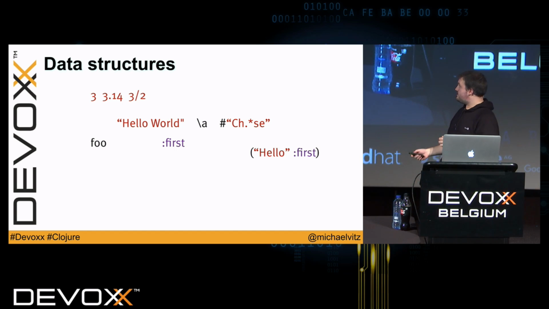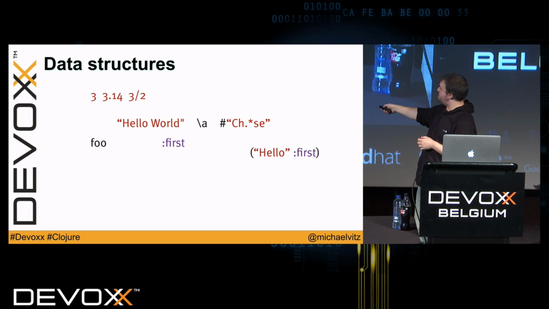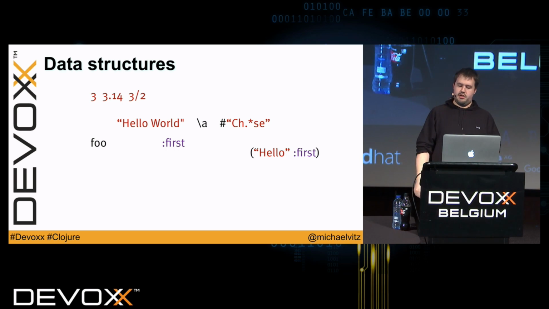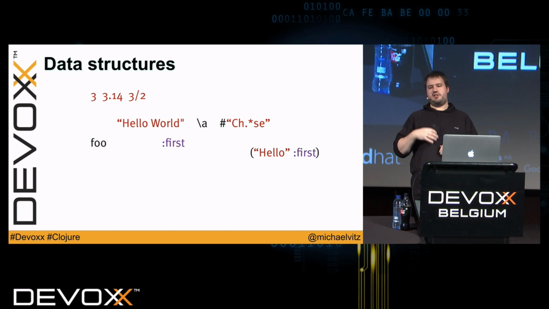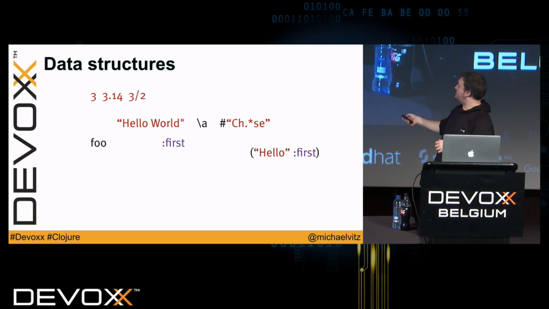We have lists. Lists have these round brackets. Multiple items are separated by space, but if it suits you more, you can put a comma there, just to make it look more like a real list. And because it's dynamically typed, you can mix different types, of course.